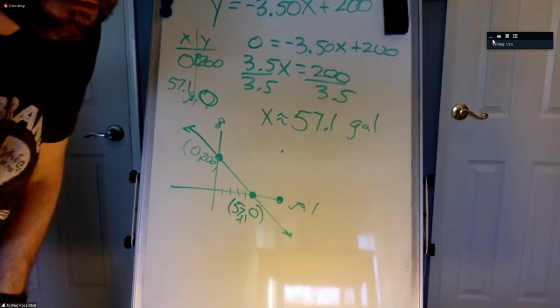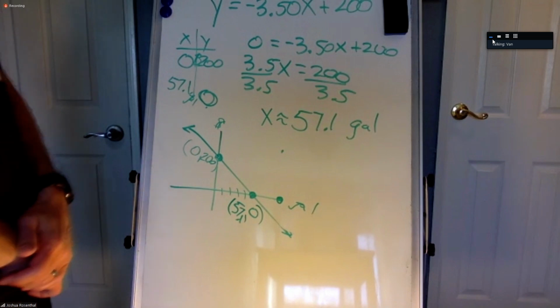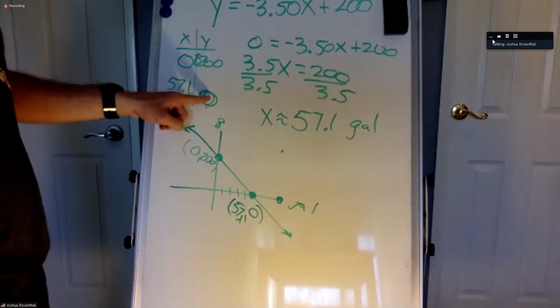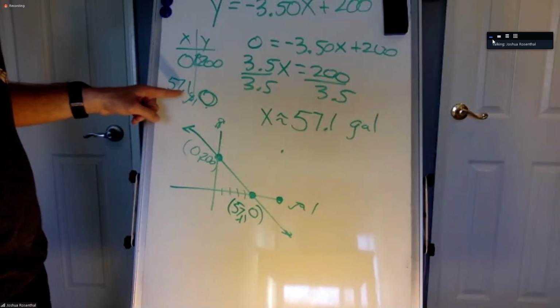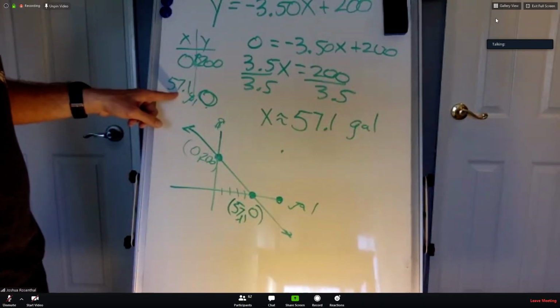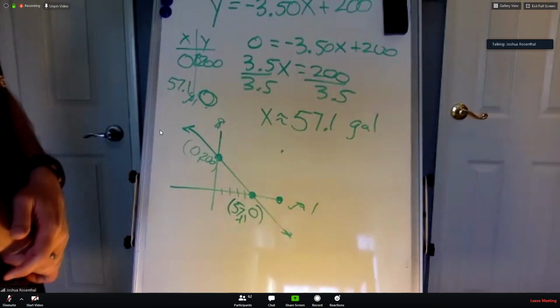Okay. I had a question. Can you just say one more time how you would interpret the x-intercept? The x-intercept is when y is 0. So 57.1 gallons of gas is the maximum amount of gallons of gas you can put in the car when you spend all the $200 that you have.